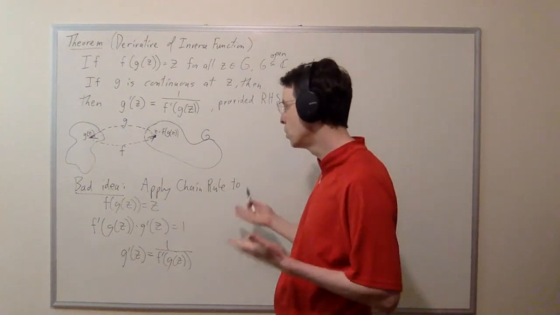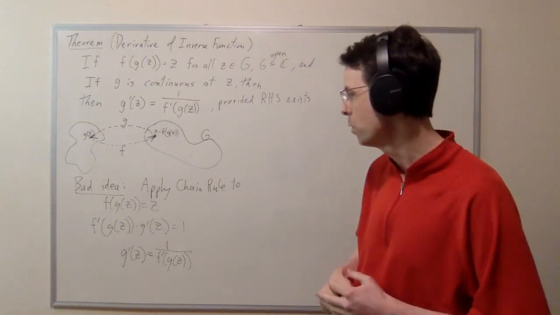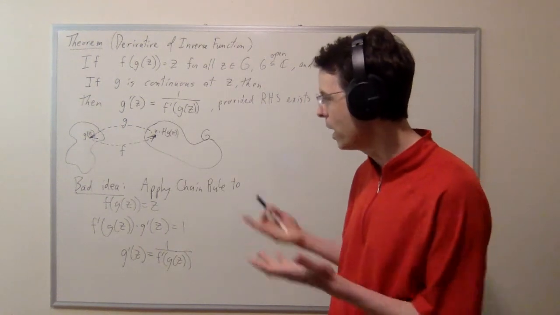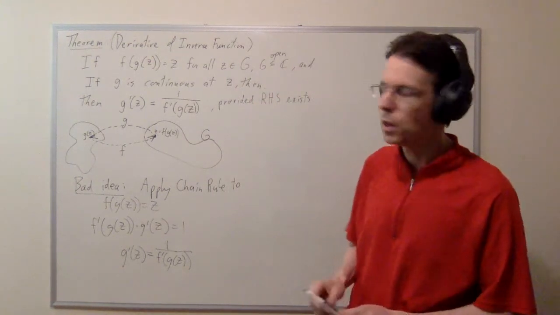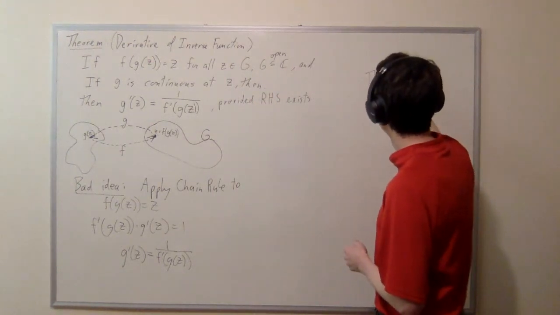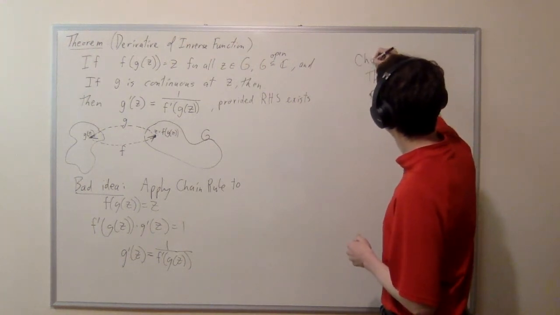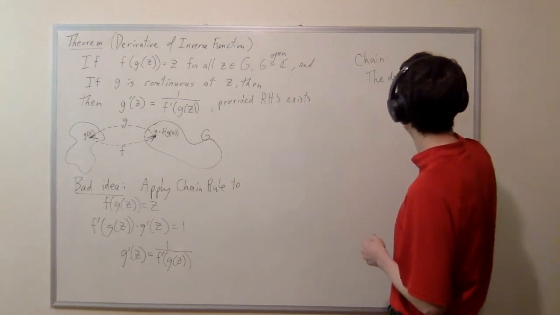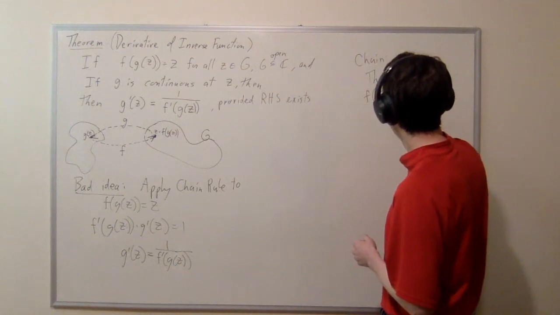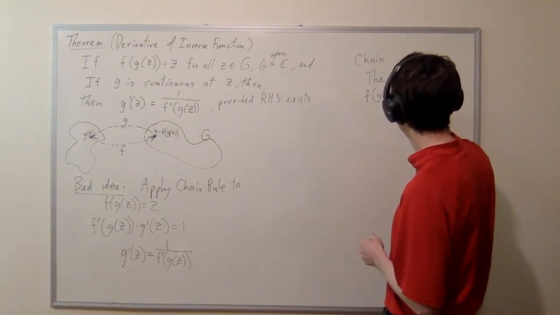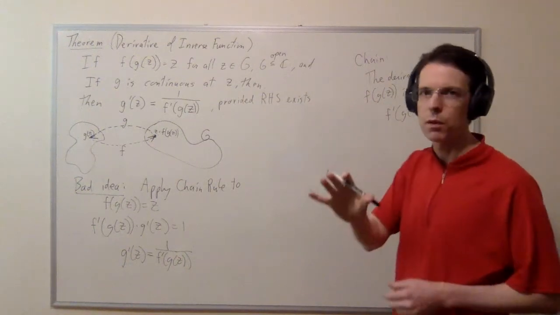In the context of a high school calculus course, this might be enough, but it's not actually a rigorous proof yet. And let's talk about why. It looks pretty good, right? You apply the chain rule, you get the answer. Well, let's remember the statement of the chain rule. The derivative of f of g of z is f prime of g of z times g prime of z. That, of course, is the statement of the chain rule.